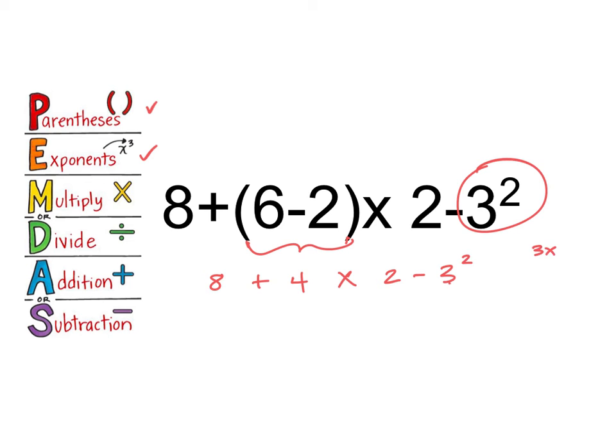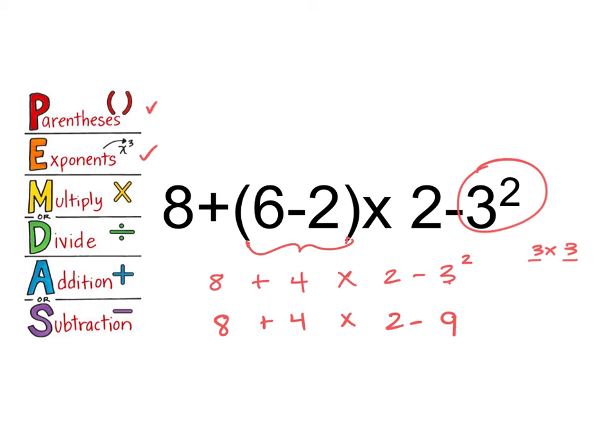Remember, 3 squared is the same as saying 3 times 3. We're using this number as a base 2 times. So that changes to 9. The rest of my expression stays the same. So now we've got 8 plus 4 times 2 minus 9. Now, be careful, I can't just start here and add 8 plus 4. I'll get the wrong answer because multiplication and division come next.